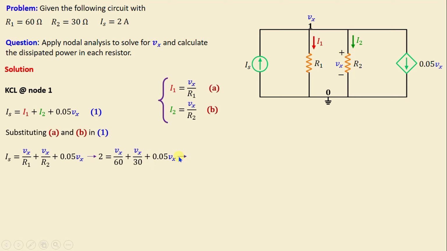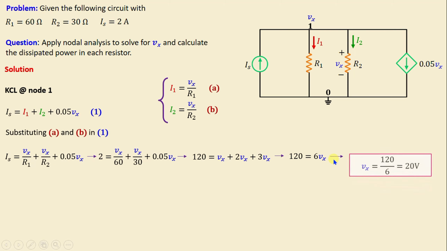And if we combine all the terms of this equation into a single denominator, we obtain the following equation. And if we continue simplifying this equation, we obtain 120 is equal to 6 Vx. That means Vx is equal to 120 over 6. We get Vx is equal to 20 volts.